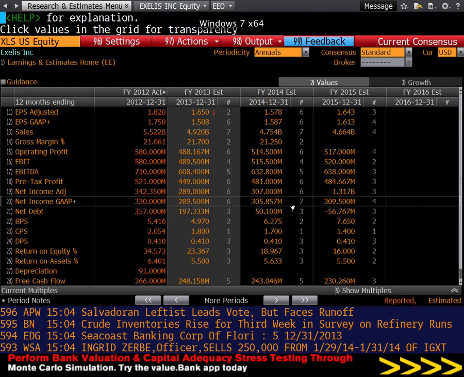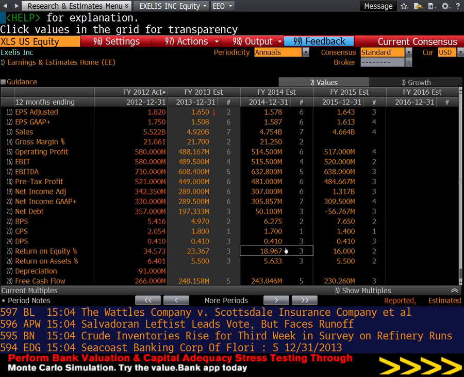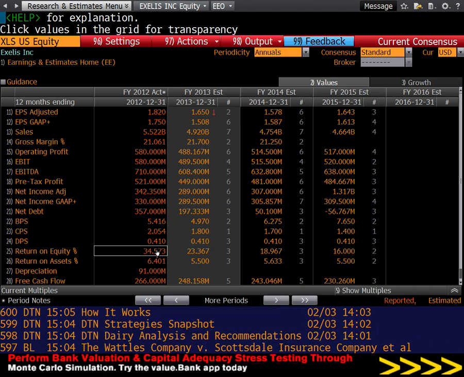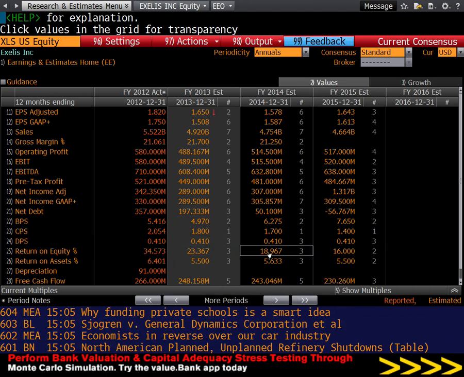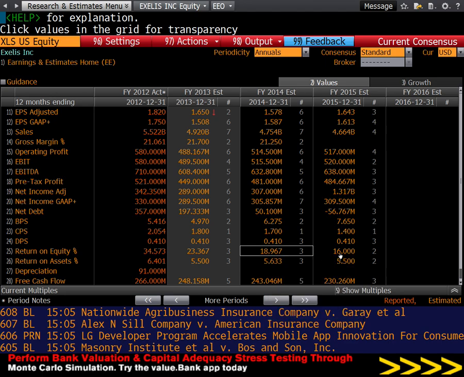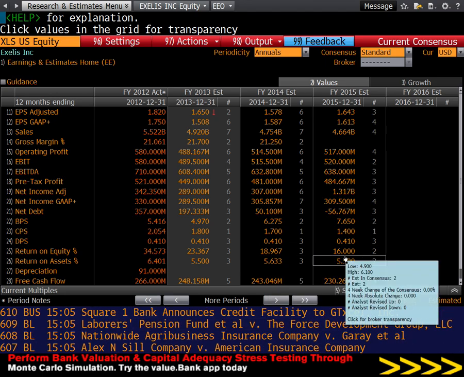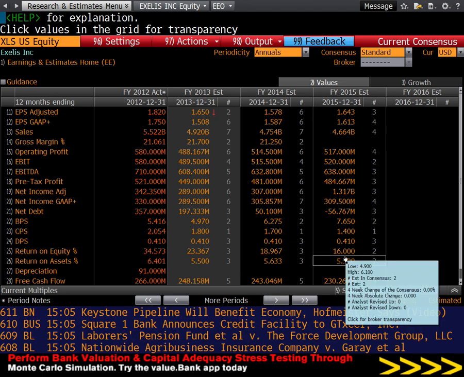One of the things the analysts forecast is return on equity. Historically, it was 34 two years ago. It was 23 this year. 19 is expected next year. 16 the year after. So as their growth is falling, so is their expected return on equity.